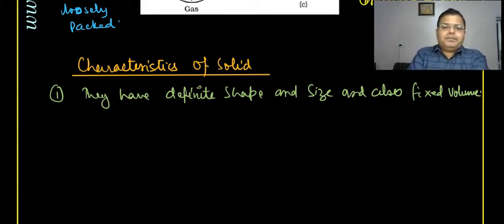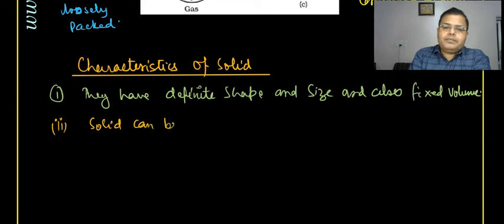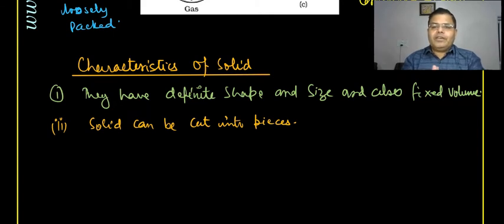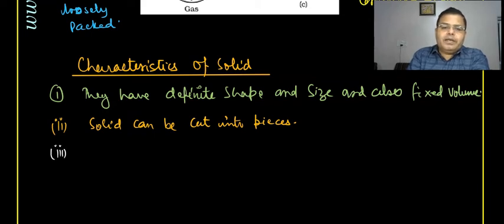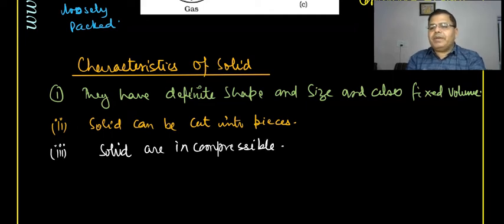Second, solids can be cut into pieces. You have an apple and you can cut it into pieces and distribute it among your friends. Then the third point is that solids are incompressible. Incompressible means it cannot be compressed much. It can be compressed very, very slightly, but that is marginal and ignored. So that is why solids are called incompressible.